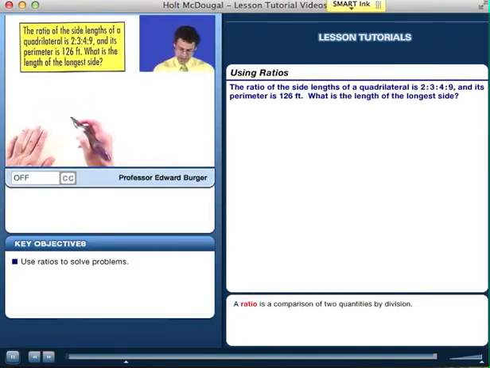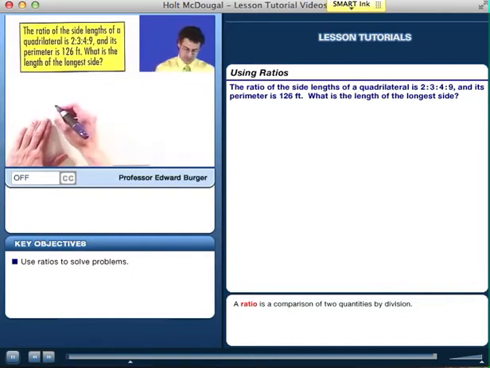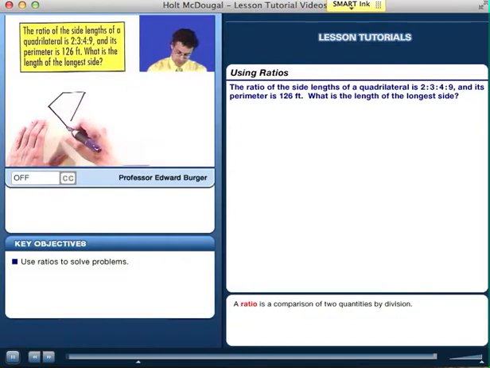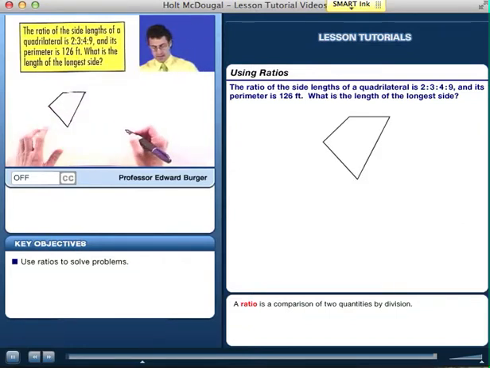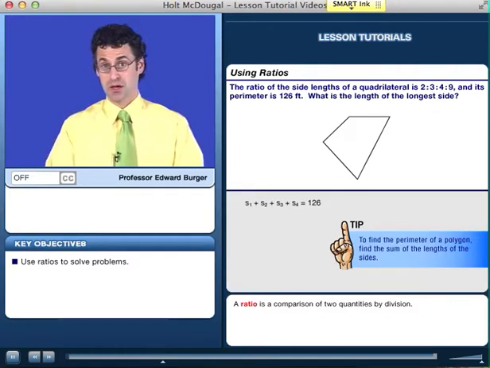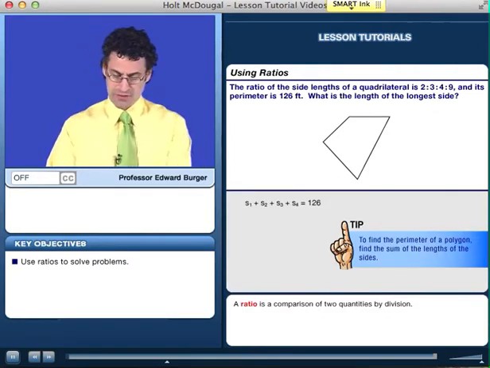We have a quadrilateral. Now, I'm not going to draw this to scale. I'm just going to draw a quadrilateral to help us think about the question. I know the total perimeter is 126 feet. That means that if I take that length plus that length plus that length plus that length, it's going to equal 126 feet. Okay, now what about all that ratio stuff and all those dots?